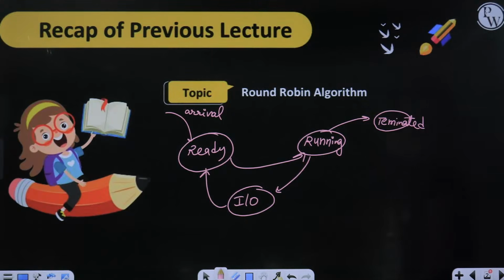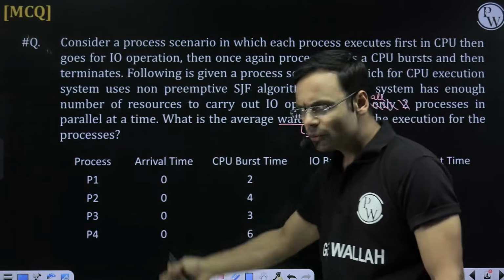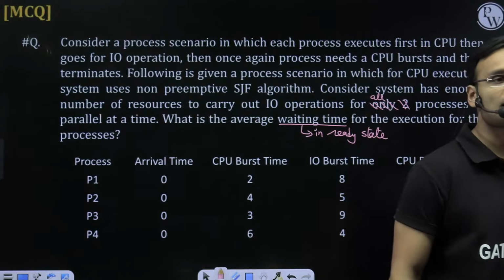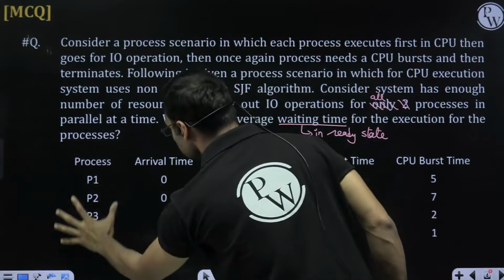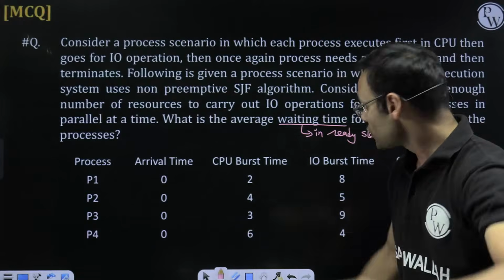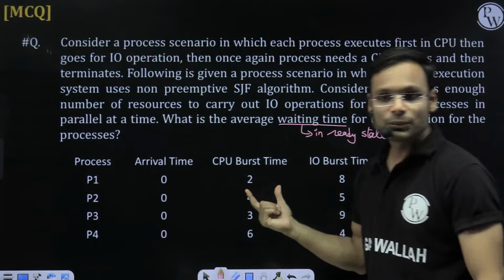You tell me what all processes arrived. Array, all processes have arrived at time 0 only. So if all processes have arrived at time 0 only, I have all processes available. Among them, which one should be scheduled to run on CPU first?